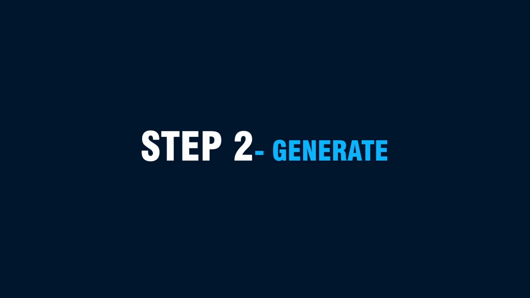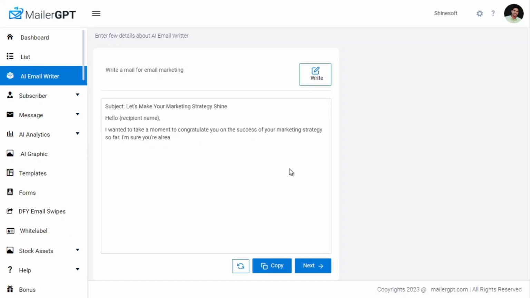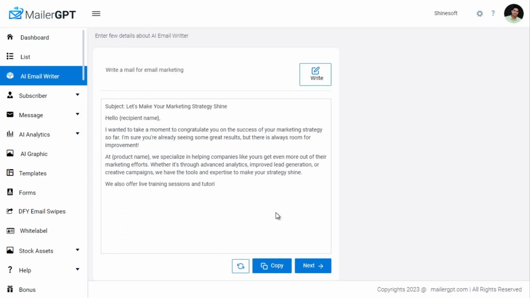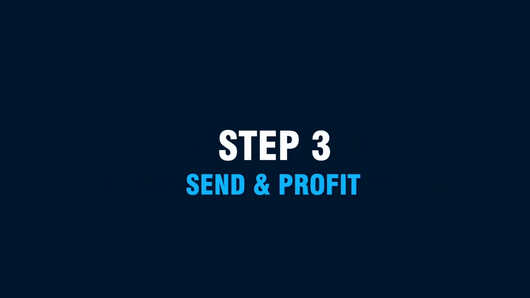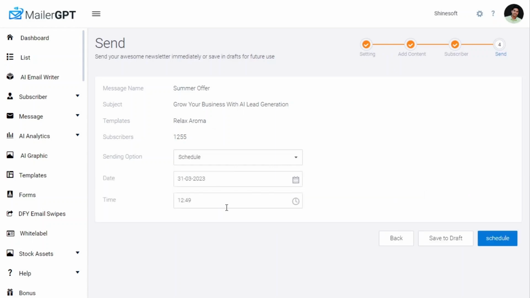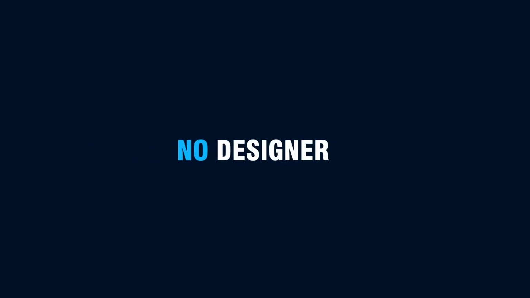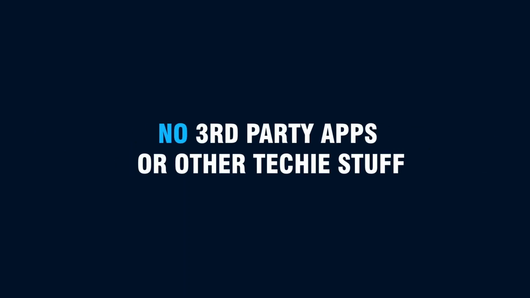Step 2. Generate. MailerGPT generates engaging, high-quality, and profitable email in seconds. Step 3. Send and profit. Send unlimited email to your subscribers or schedule it for later. No email writing, no designer, no freelancer, no third-party apps or other techie stuff. It's easy, fast, and built with love.